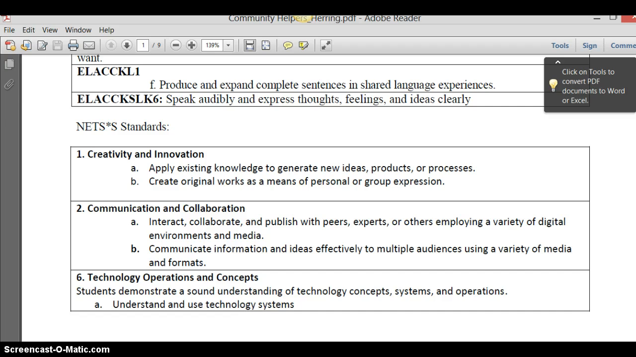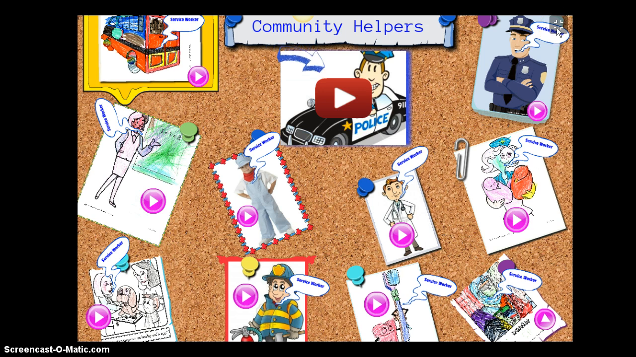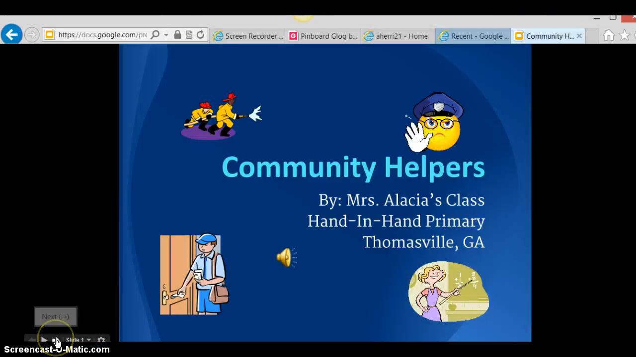I used the NETS-S standards 1, 2, and 6 when implementing this lesson. Students interacted and collaborated with peers to publish digital media reflecting their understanding of the standards being taught. At the beginning of the lesson, students were allowed to choose between a Glogster or a SlideShare. This on the screen is the Glogster, and this is the slideshow.